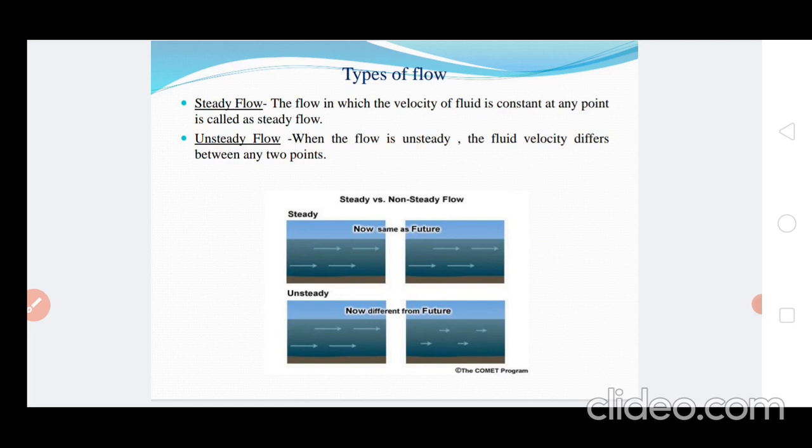What is steady flow? Steady flow, the velocity of the fluid is constant at any point, is called steady flow. That means the flow where the velocity is constant, that means in a flowing field the velocity will be constant at any point, that is the steady flow. What is the unsteady flow? On the other hand, the velocity will be different at different points. With respect to one point to other point, the fluid velocity is different. That is the unsteady flow.